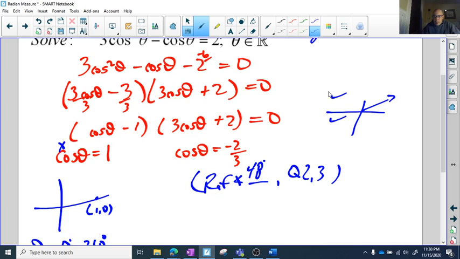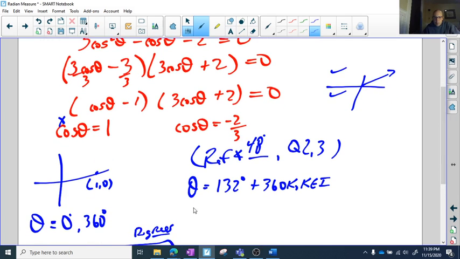I want 48 as a reference angle, but in quadrant 2. So one possibility could be 180 minus 48, which is 132. Then to get all the possible angles in the same place as 132, you just put plus 360k, where k could be any element of the integers. So that just means you're going to add or subtract multiples of 360.